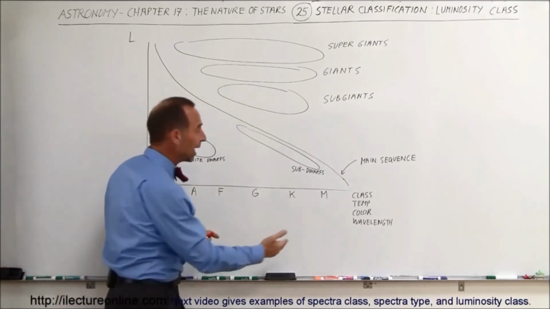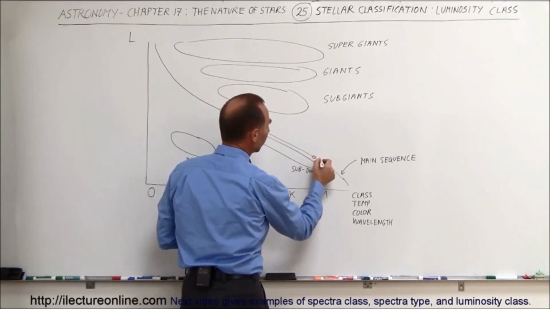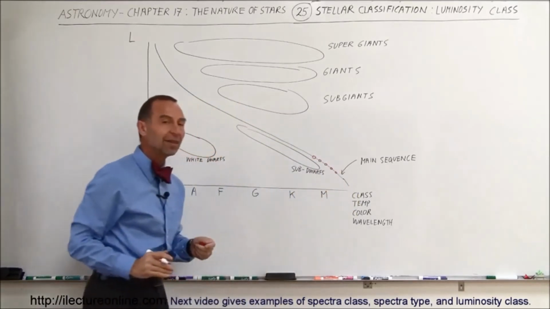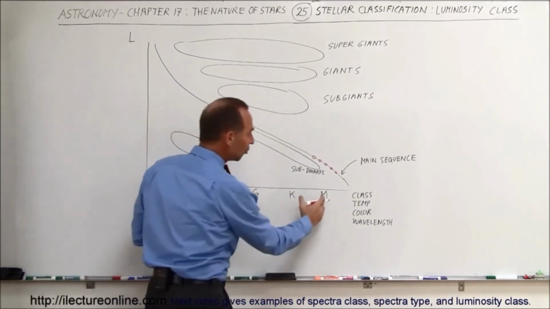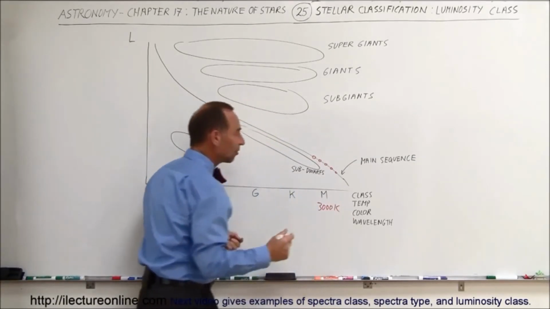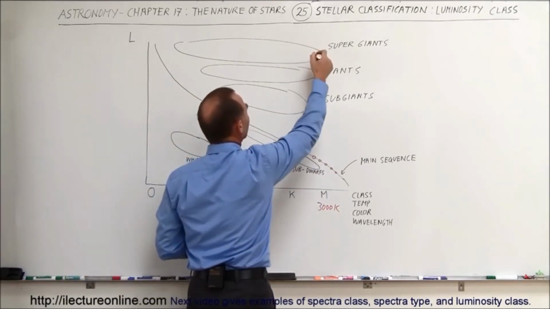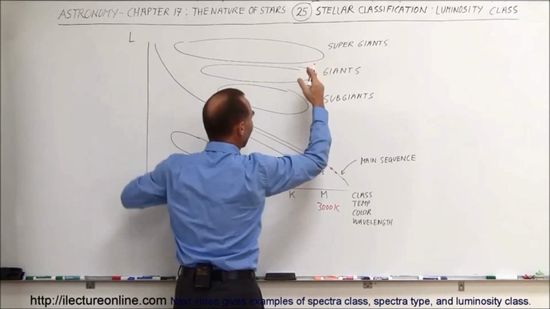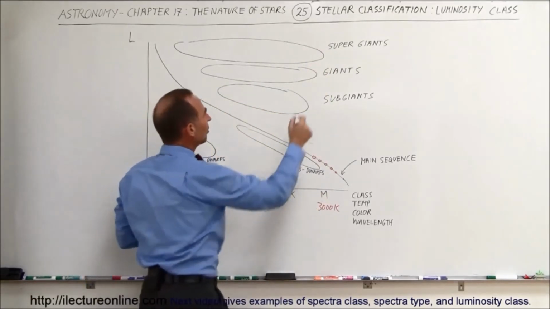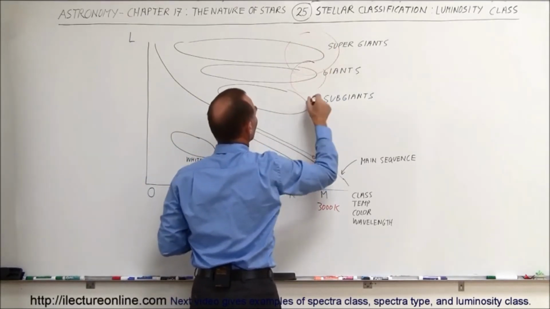For example, if you look at the M-class stars, we know that these typically are very small, reddish-looking stars. They become smaller and smaller as we go down the main sequence. But then, with the same surface temperature of roughly 3,000 Kelvin, we noticed that there were some other stars up in these regions right here. They were very luminous, and yet they had the same surface temperature and the same colorization, but of course we had these extremely large supergiants, we had large giants, we had some subgiants.